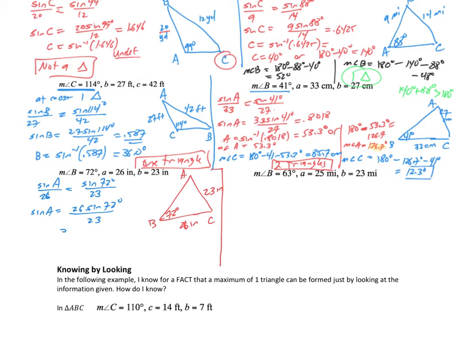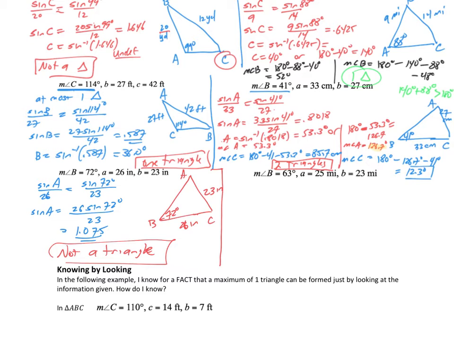And if you enter that in your calculator, you get 1.075. So since this is greater than 1, we know that no triangle is possible. So this is not a triangle. So we don't have any triangles in this case.